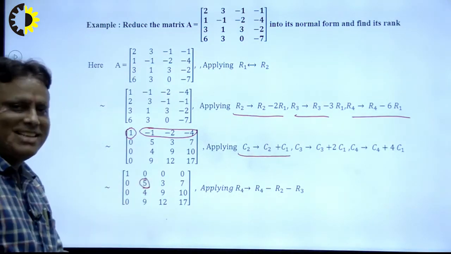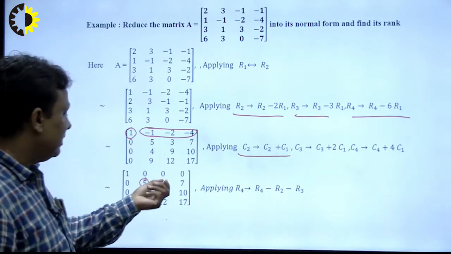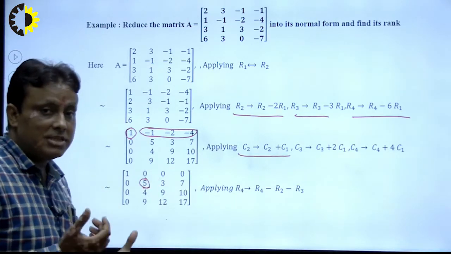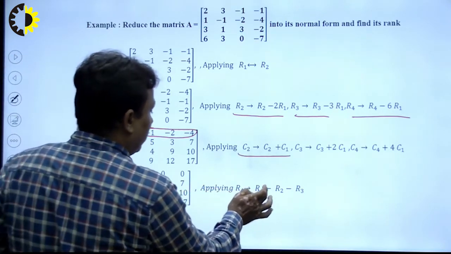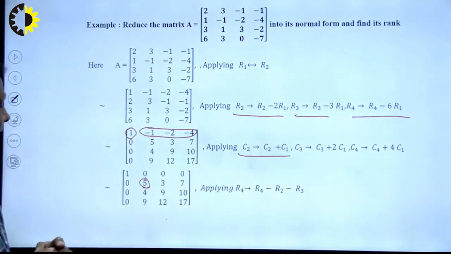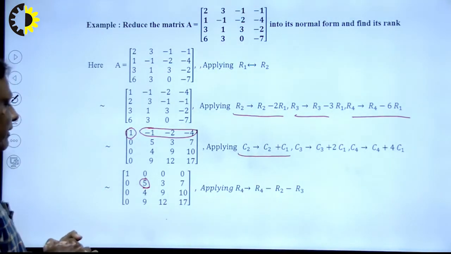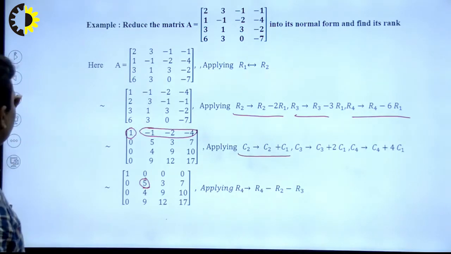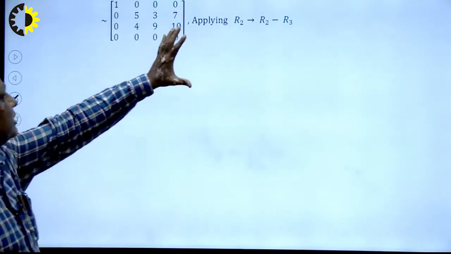so one option is dividing by 5, but no, because after dividing this will be 3 by 5 and this will be 7 by 5. This is a critical problem. So how to convert? So I apply here R4 arrow R4 minus R2 here, right? So if we apply this operation, what will be the result of this, right? So the result will be this.